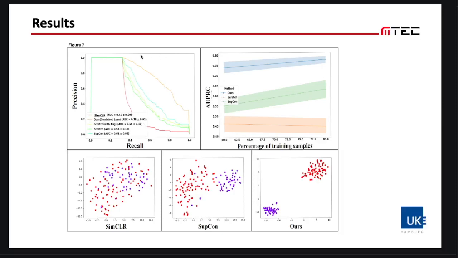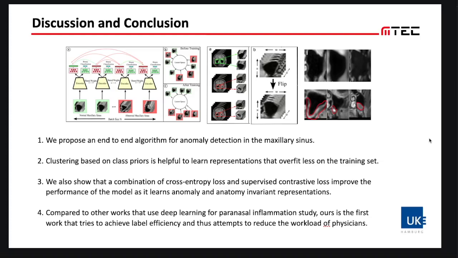In this slide, we show the AUPRC plot as well as the experiments with our held out training sets. Below, we see the t-SNE plots of the contrastive learning methods. We see that the supervised contrastive loss has clusters which are more spread out, whereas our loss has clusters which are much more compact. Now coming to the discussion and conclusion.